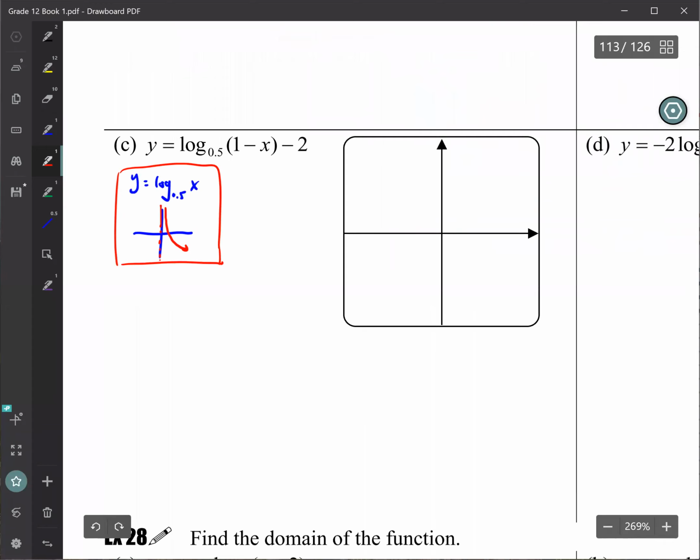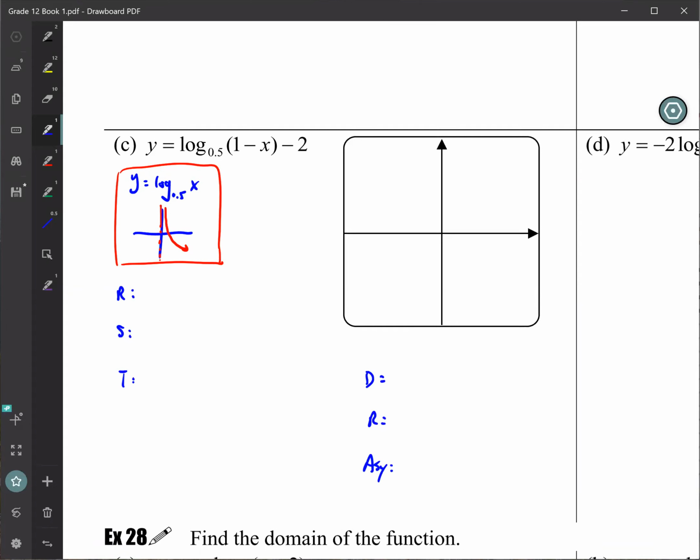So you could change this to story form first, okay? Make it into story form, and then write the RST. After that, you can write the domain, range, and asymptote, and also draw the graph, okay? I will check the story form before you do RST, okay? So please write out the story form and raise your hand, okay? It will affect everything, right? If story form is wrong, RST will be wrong.